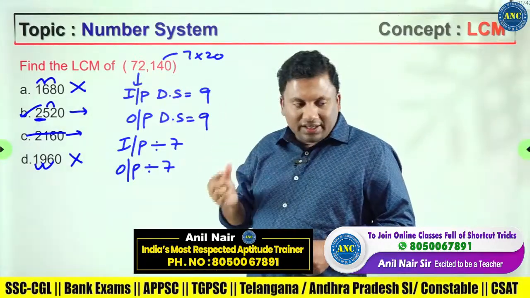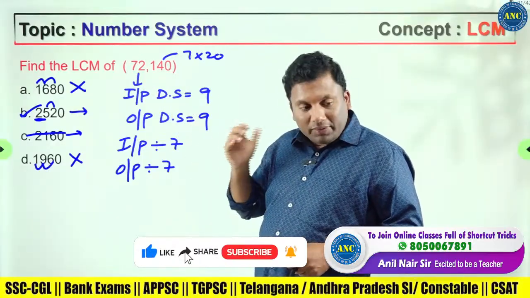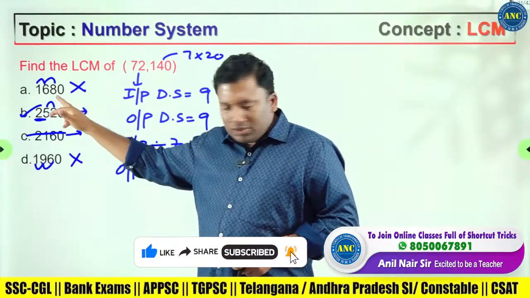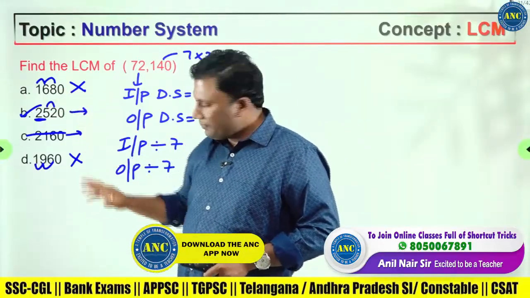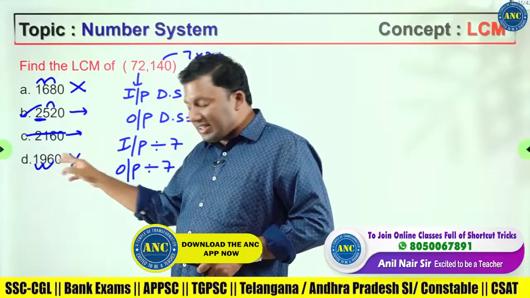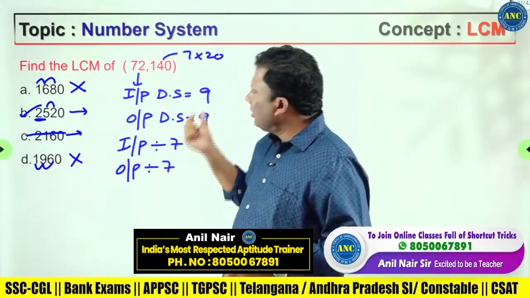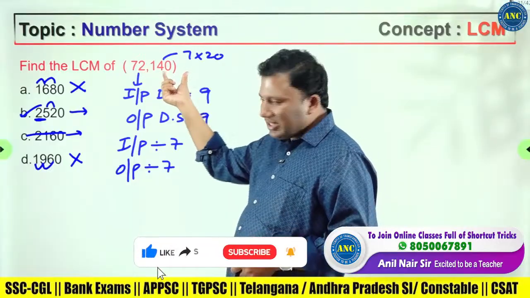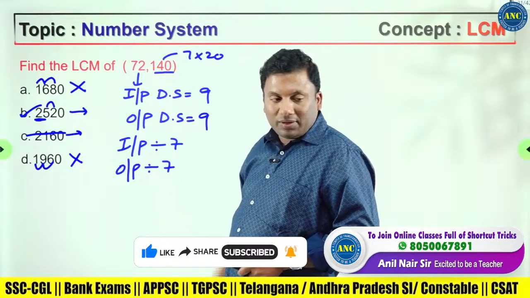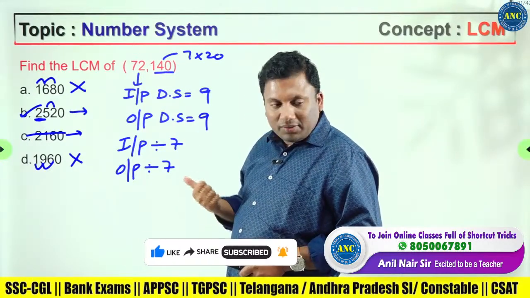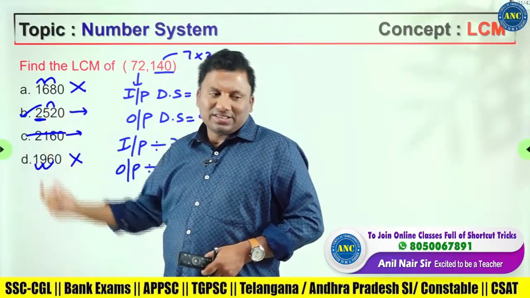72 digital sum is 9. Input one number digital sum is 9, answer should also be 9. Digital sum of A: 1 plus 6 is 7, 7 plus 8 is 15, which is 6. 1 plus 9 is 10, 10 plus 6 is 16, which is 7. No, this is not possible. I did 72 right. Let me go to the next number. 140 is 7 into 20. Input one number divisible by 7, answer should be divisible by 7. 7 3s are 21, 7 6s are 42.